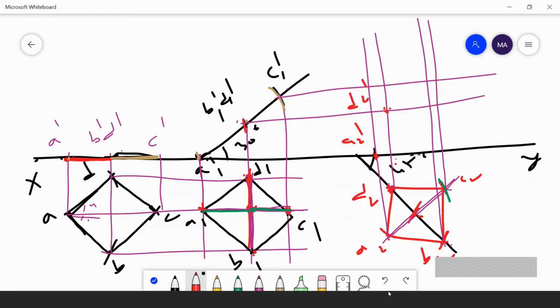Then I am projecting B2. B2 and B1 dash are on the same line. This one will be B2 dash. Next, C2 and C1 dash are on the same line. This one is C2 dash. Then I am joining A to B, B to C, C to D, D to A. Understand? Is it clear?